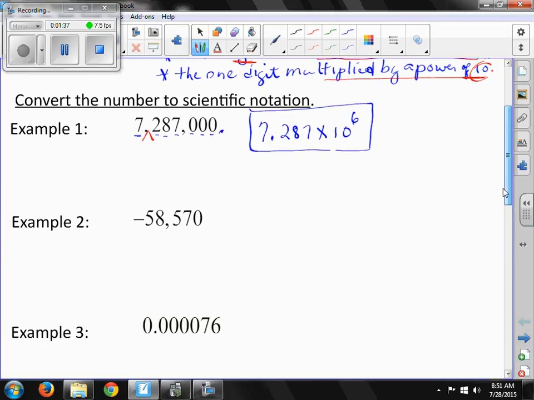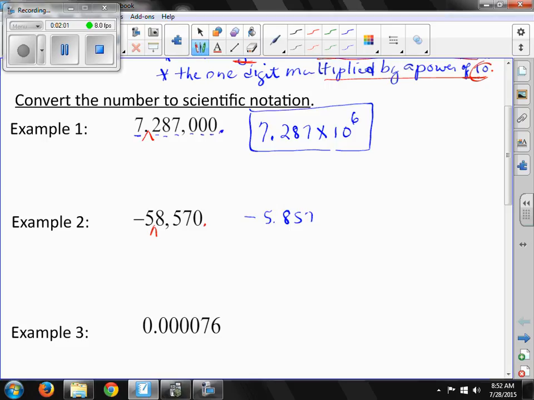Example 2, negative 58,570. So I'm going to put my caret right here. That's where the new decimal point will go. The original was here. So I have negative 5.857. It's not necessary to write the extra zero in either spot.